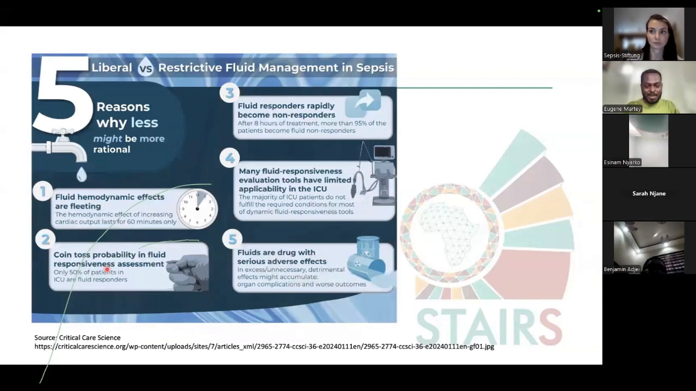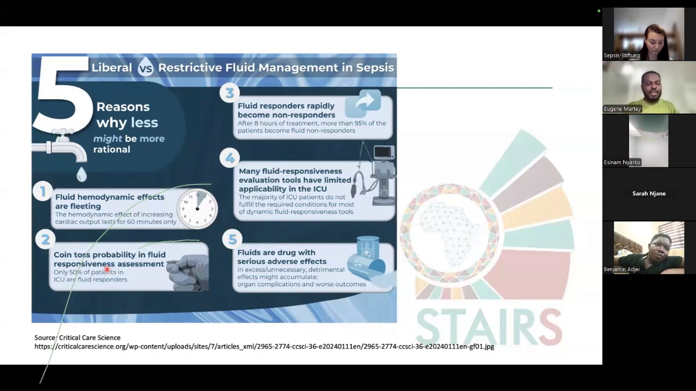Now, this is a nice infographic just summarizing liberal versus restrictive approach, and it also has a small comment on fluid responders and fluid non-responders. So why is it that some patients are needing less fluid and we have to be cautious? So remember that your fluid hemodynamics keep changing, okay? And your ability to improve your cardiac output with fluid, your best shot is within the first 60 minutes. The more you give fluids, your patient may actually transition or could transition from a fluid responder to a fluid non-responder.